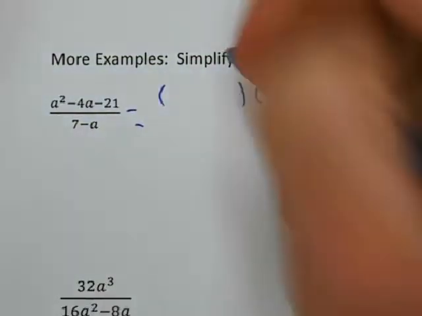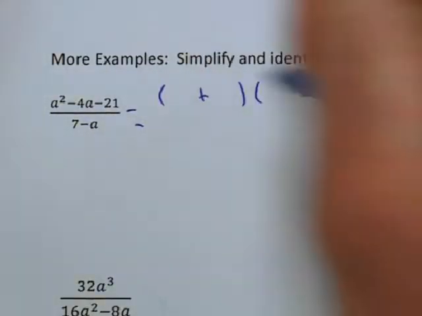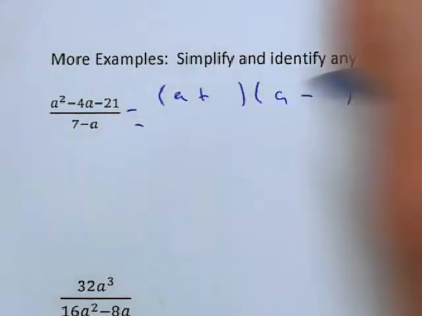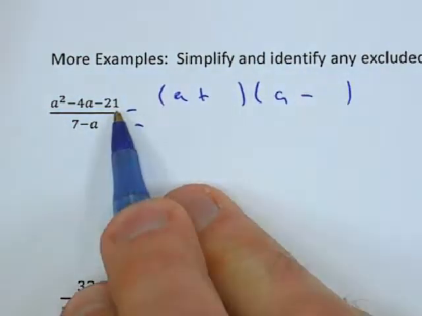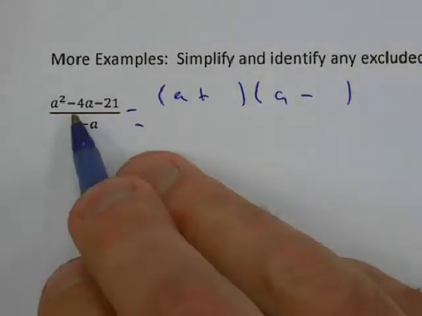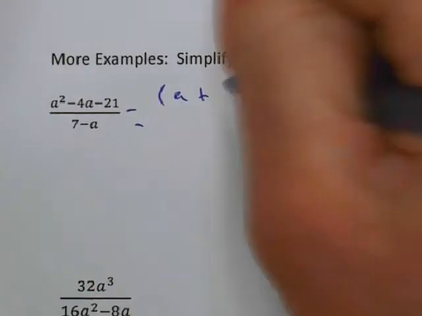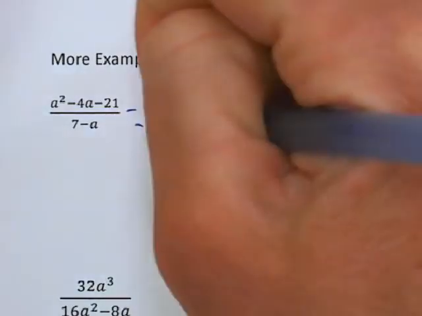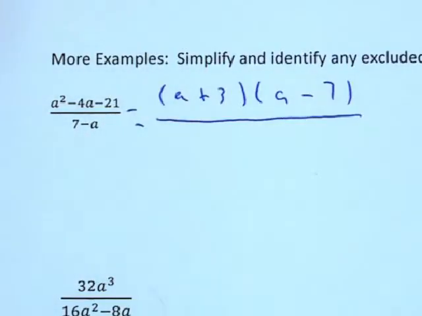Let's see. It's going to be two binomials. To get a negative 21, I've got to multiply a positive and a negative. I've got to have a and a to get a squared. And then what multiplies to 21 and has a difference, since my signs are different, of 4? Well, 7 and 3. The bigger one needs to be negative. So 7 and 3. And then on the bottom, I've got 7 minus a.